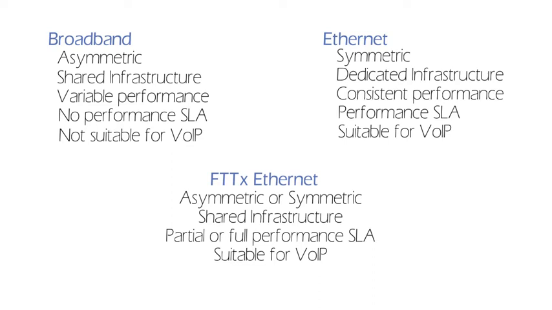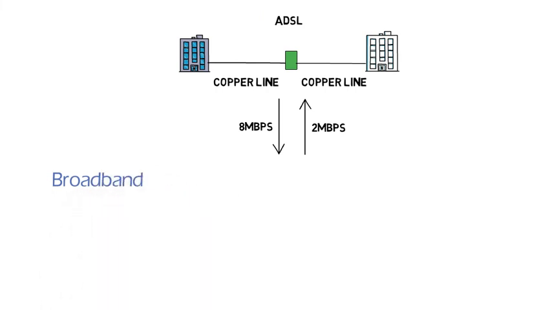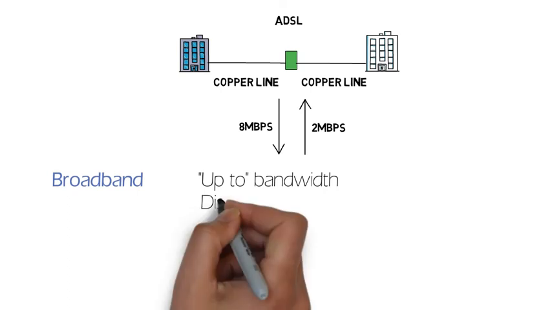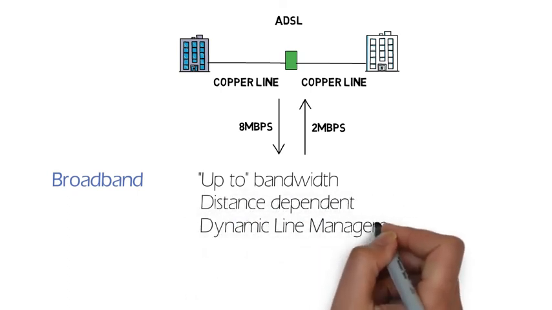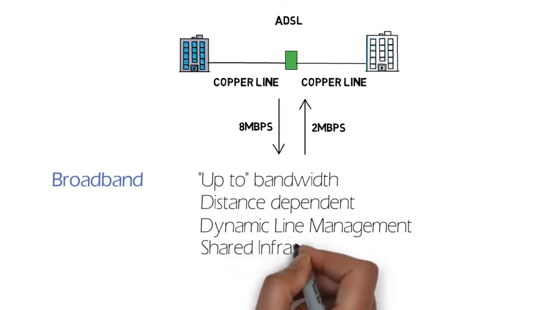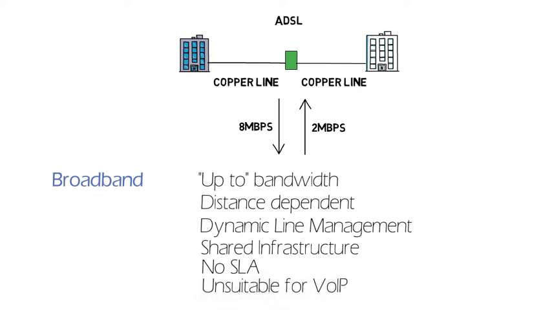So now let's bring all this together. ADSL connections only support broadband services. The use of copper wires makes the bandwidth distance dependent, and a technique called dynamic line management is used to keep the line stable. This, however, can reduce the maximum bandwidth at times. The infrastructure from cabinet to exchange is shared, and with all of the above factors considered, you're not going to get a performance SLA from your provider. So these circuits are generally unsuitable for voice over IP.